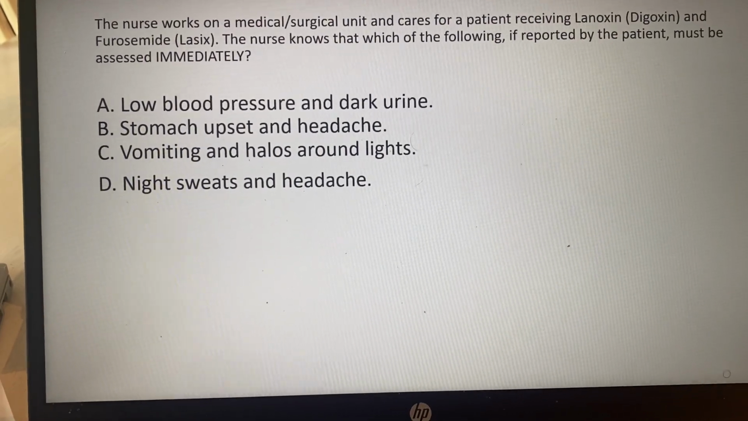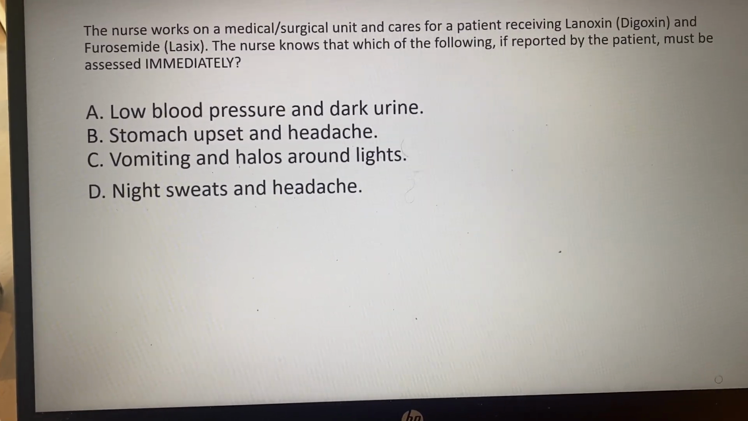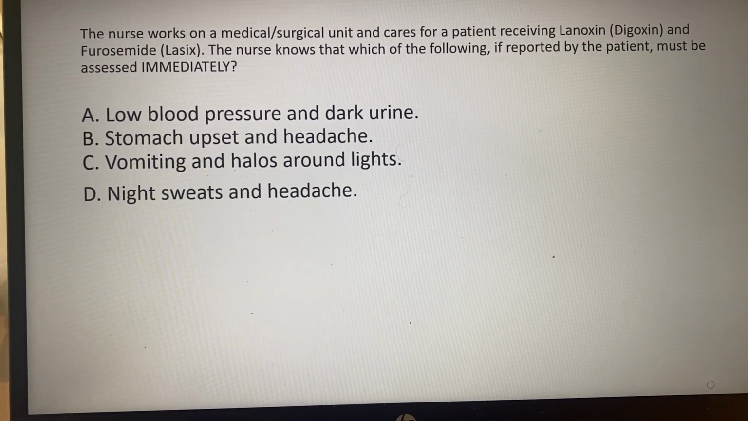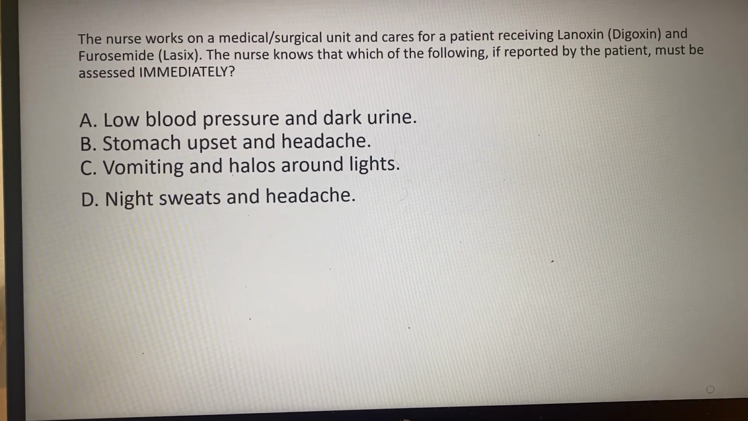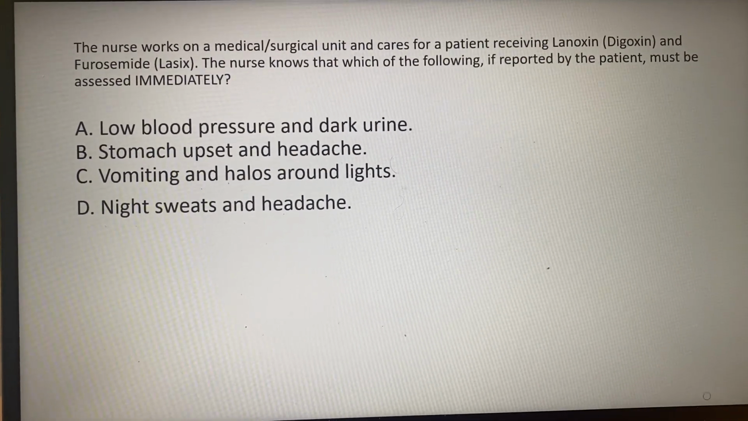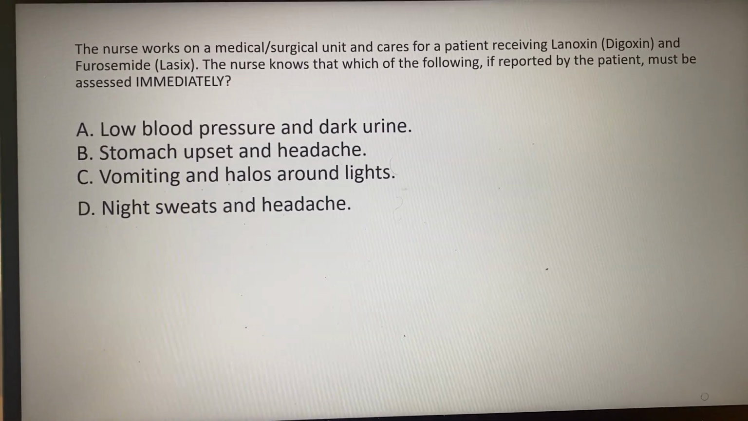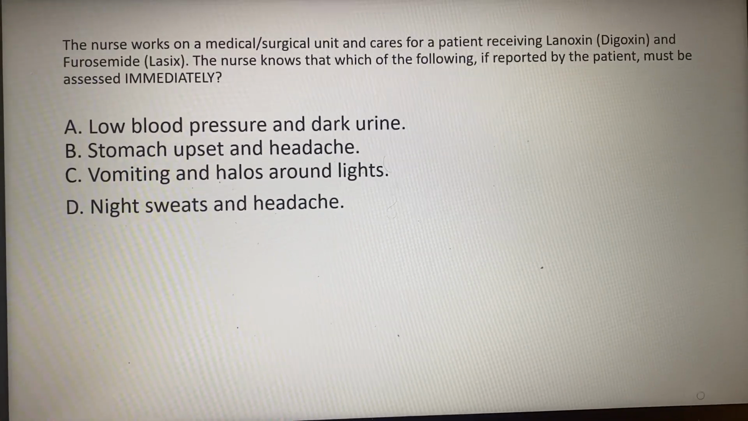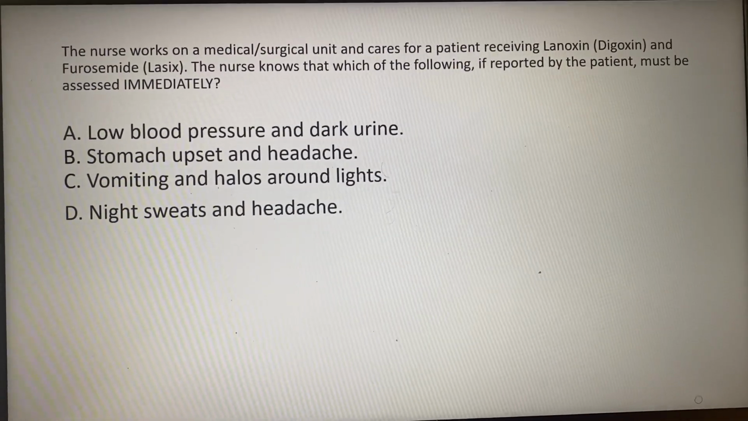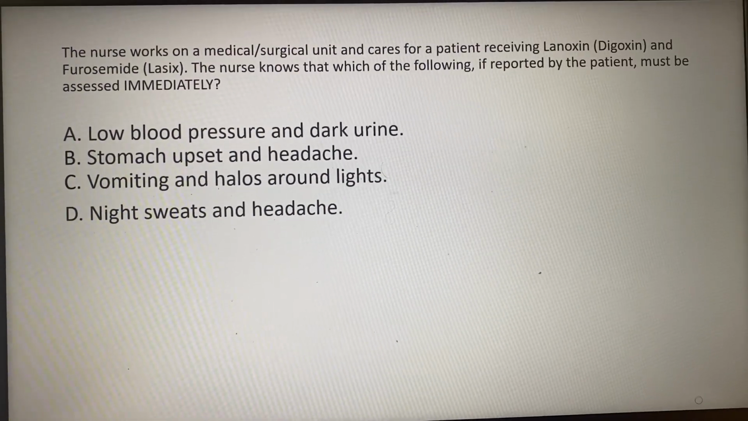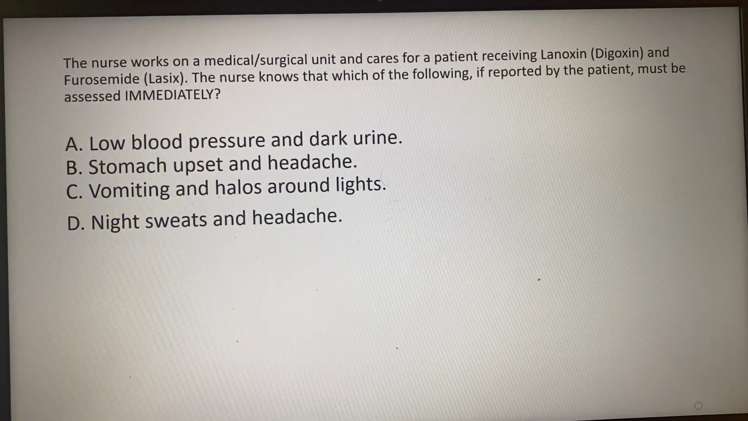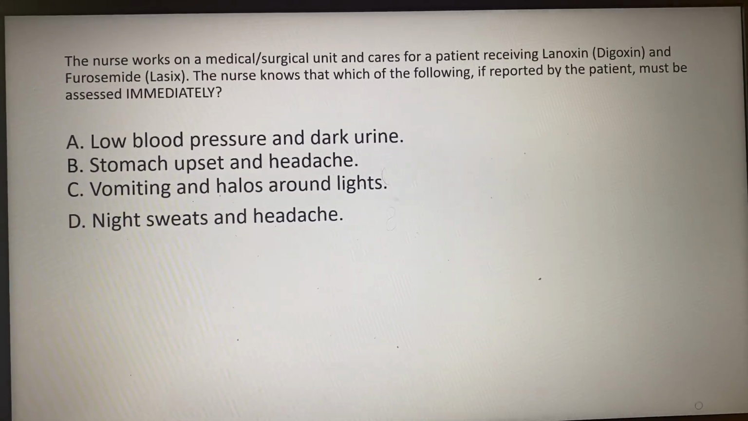Hey, you guys, so Lanoxin and Lasix, dig, often used for heart failure. One of the problems is that Lasix is a potassium wasting diuretic, right? It's a loop diuretic, potassium wasting, and low potassium puts people at risk for what when they're taking dig? If you guessed it, you're right. It puts them at risk for dig toxicity, right?